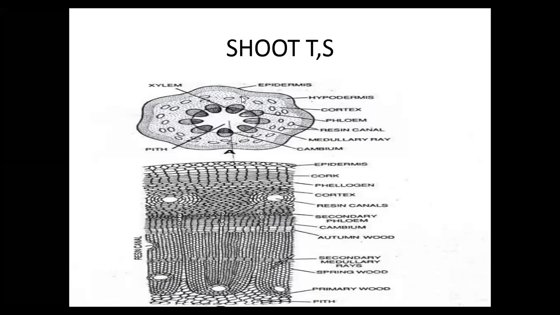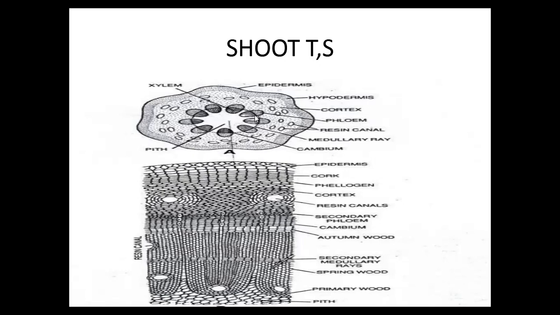Mainly, the primary shoot TS of Pinus shows three portions: one is epidermis, second is cortex, third is stele. See children, epidermis is the outer layer. It is made by rectangular parenchyma cells. It gives a perfect shape to the shoot, and it protects the inner parts of the shoot.